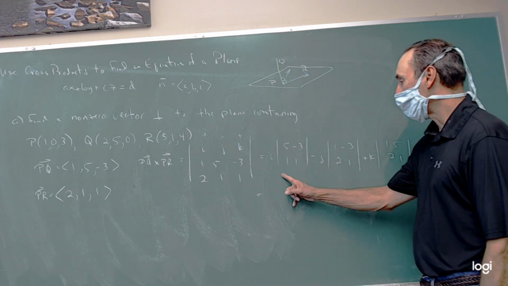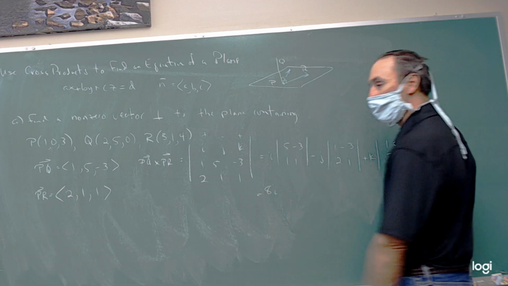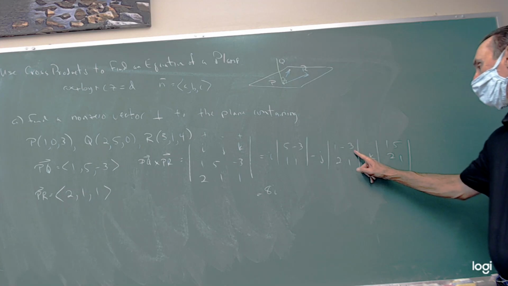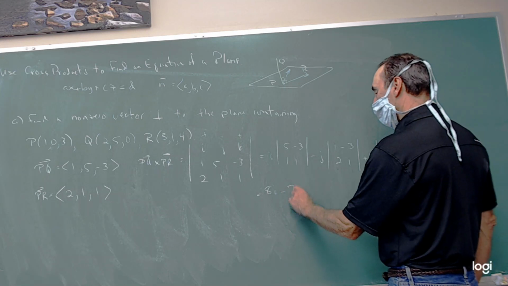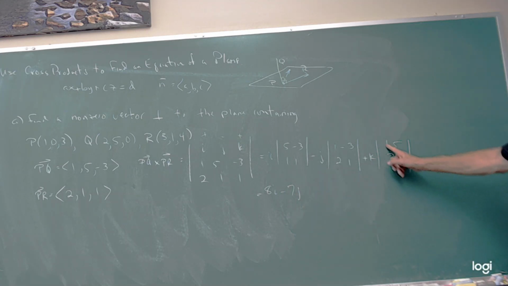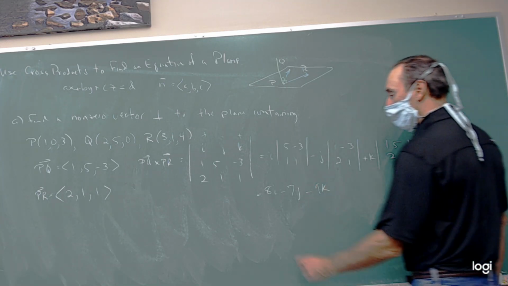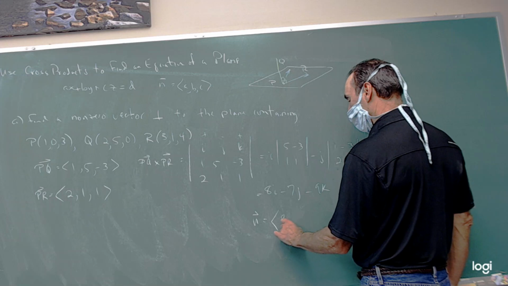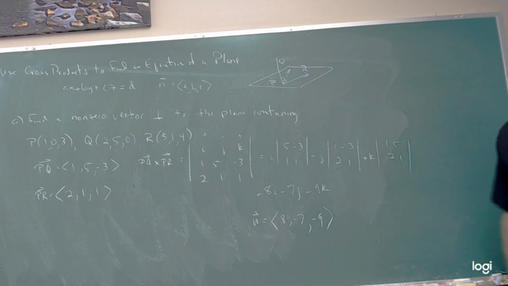5 minus negative 3 is going to be 5 plus 3. It's going to be 8i. 1 minus negative 6 is 1 plus 6 is 7. The negative j makes it a minus 7j. 1 minus 10 is a negative 9k. So our vector that is perpendicular to both of the starting vectors is 8, negative 7, negative 9. In agreement? Because that's part A, we've done that. Okay?